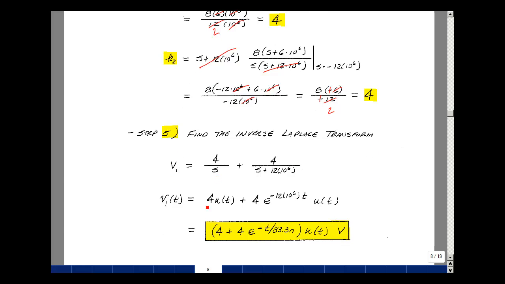Our step function, so it's going to have a strength of 4 times U of t. Constant 4 here. 1 over S plus alpha is e to the minus alpha t, so minus 12 times 10 to the 6th times t U of t. Again, let's write this as a time constant, so the reciprocal of this is equal to 83.3 nanoseconds, and so I can write my voltage V of t as 4 plus 4 times e to the minus t over tau, where tau is 83.3 nanoseconds, and all times U of t, and the units here are volts. And this is supplemental problem 10.4.